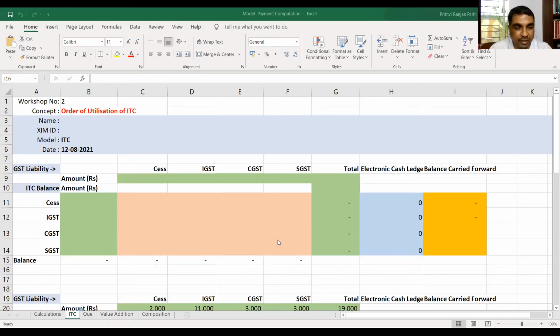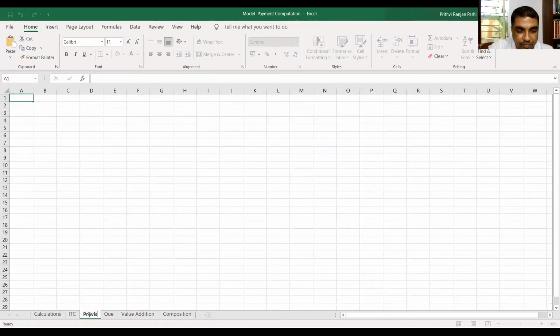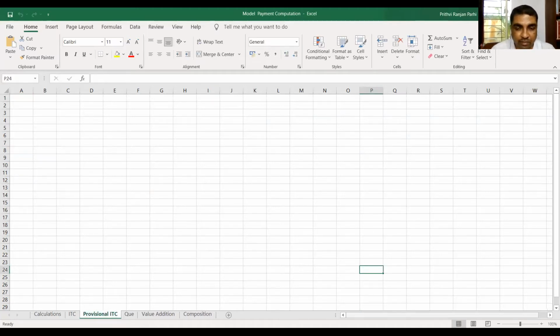Yeah, I think you are able to see a file now. I'm opening a new sheet now. This is about provisional ITC. Okay, are you watching it? Let me tell you how I will be doing it.